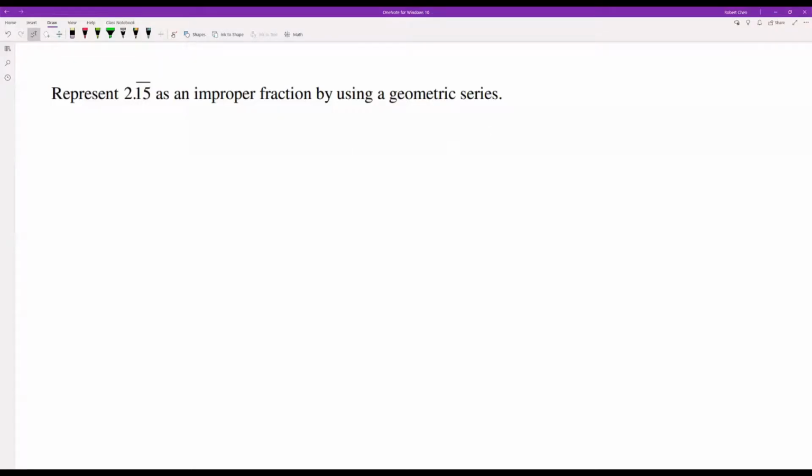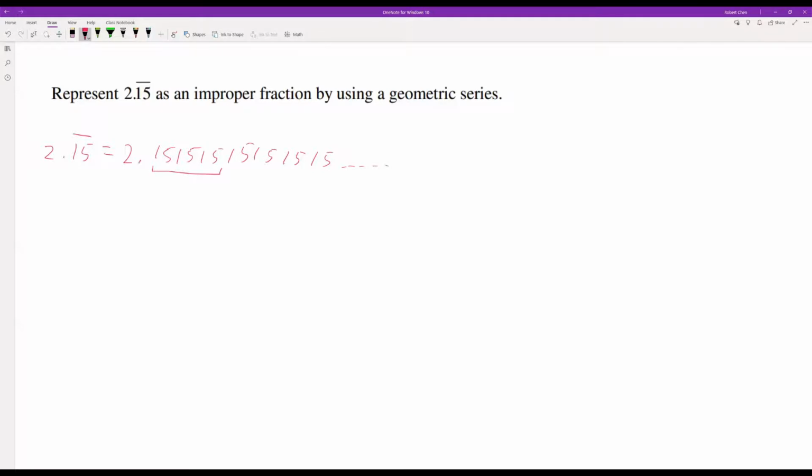Now, another technique of a geometric series is we can actually convert repeating decimals back into a fraction, right? So we want to represent 2.15 repeating as an improper fraction by using a geometric series. Okay, so let's do this. So 2.15 repeating means I'm looking at 2.1515151515151515. You might be wondering how many times we're going to do this, but I'm just going to stop there. Actually, we're just going to look at the first 6 digits like that, right?